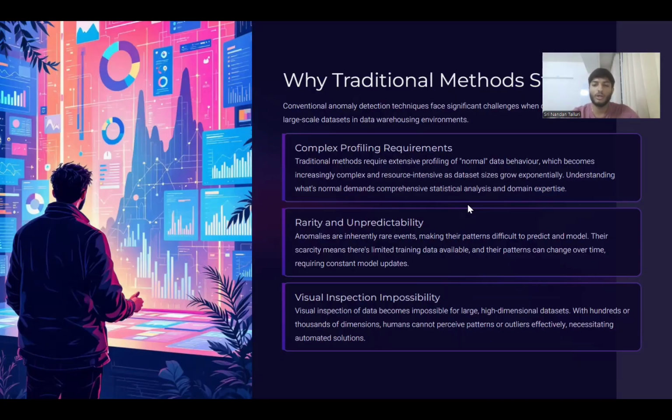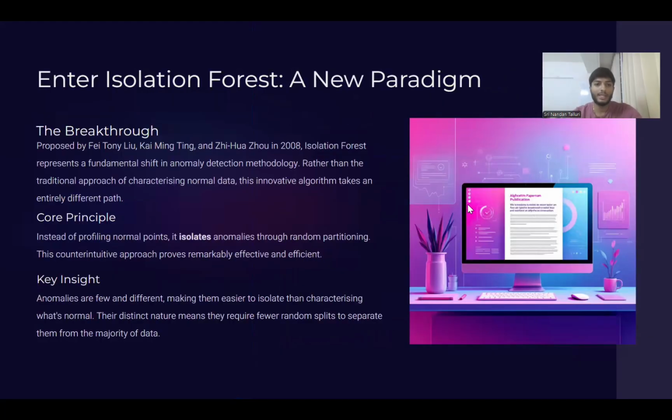Because of all these challenges, we need a method that is simple, scalable, and does not rely on defining normal behavior. That is where Isolation Forest comes in. Now, let's move to slide 4. Enter Isolation Forest, a new paradigm.